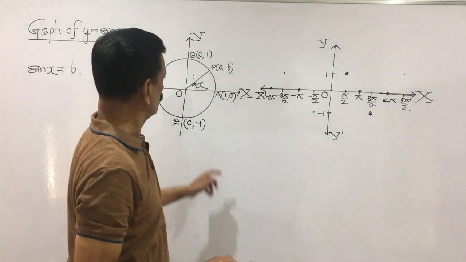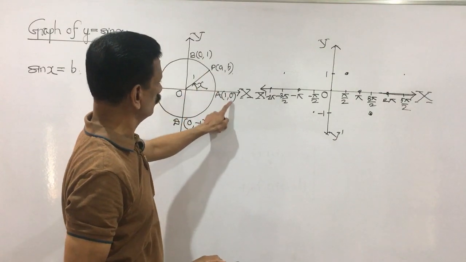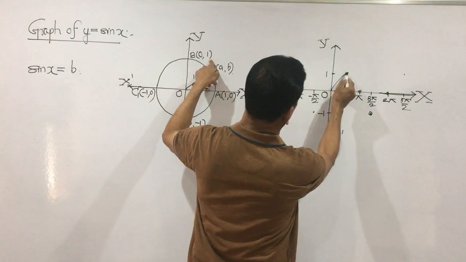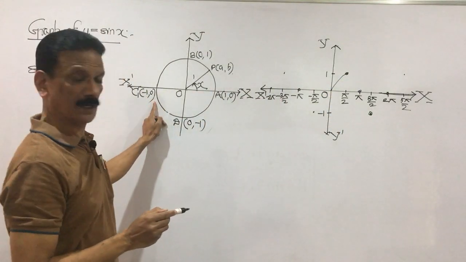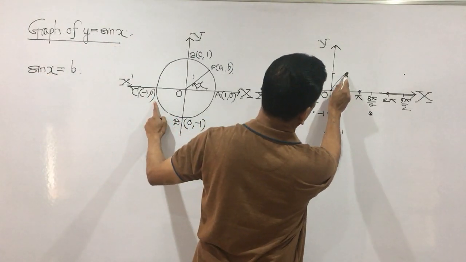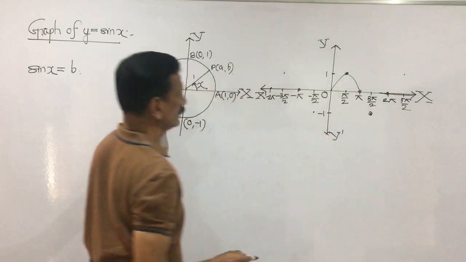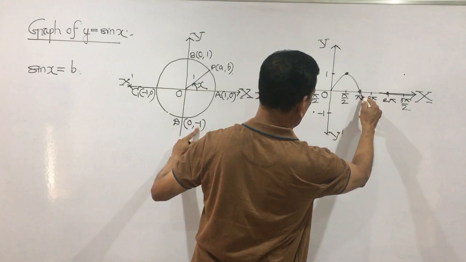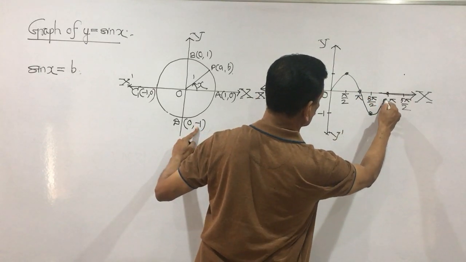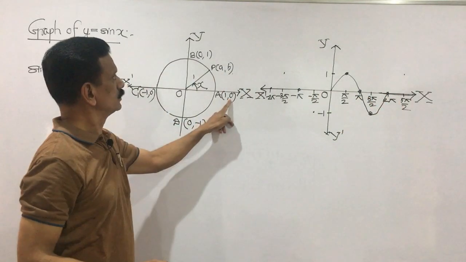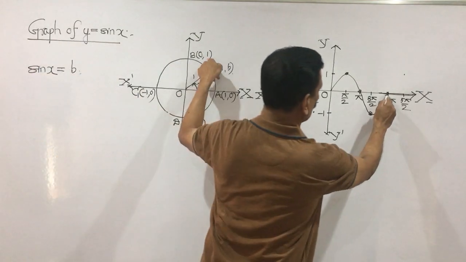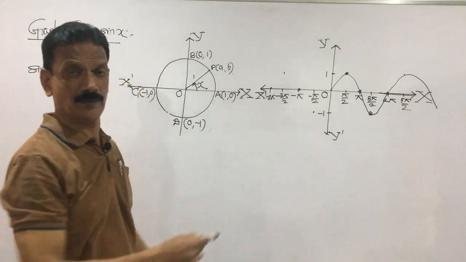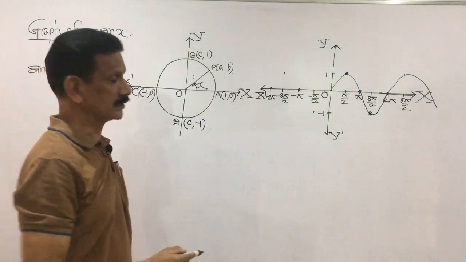I join those points. Look here, it increases from 0 to 1. After that it decreases and becomes 0, so it comes down. When it is here it becomes minus 1, so again it decreases and goes to the negative value. Here it is, and at 2 pi it becomes 0, and again it becomes 1, so it goes up and again comes down like this. It oscillates between plus 1 and minus 1.